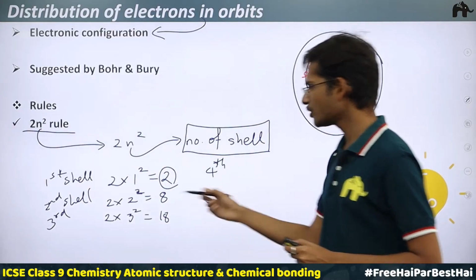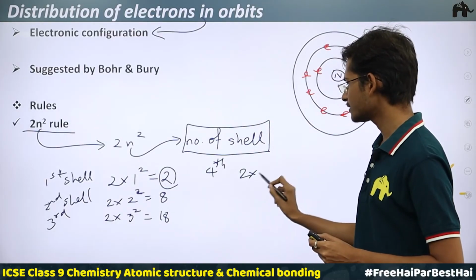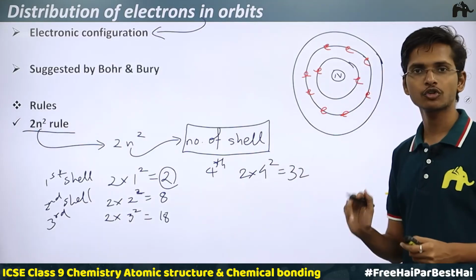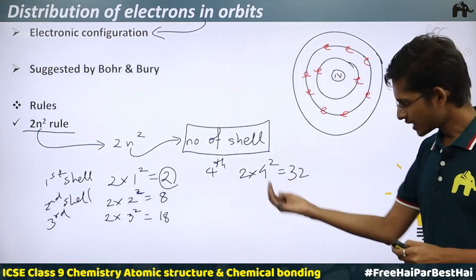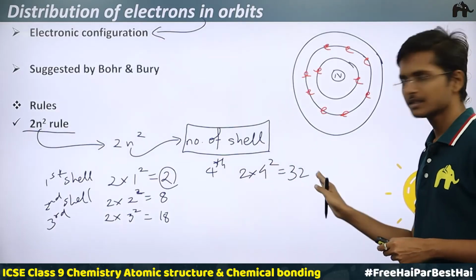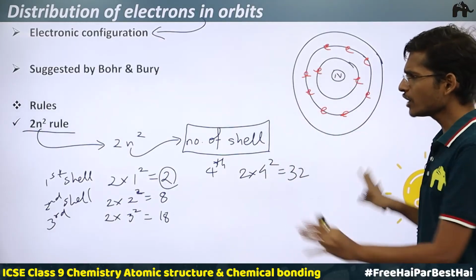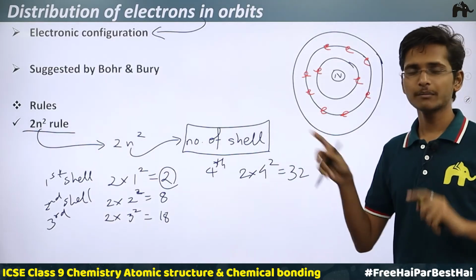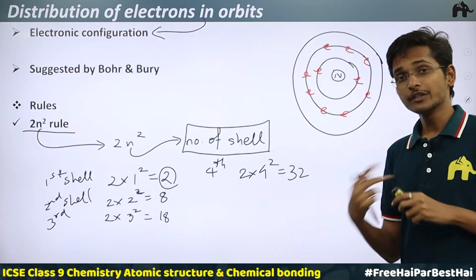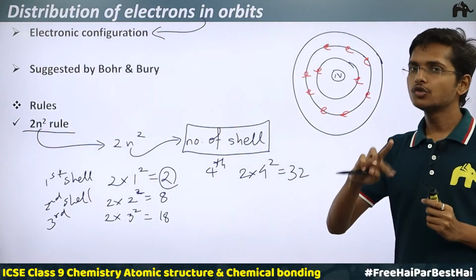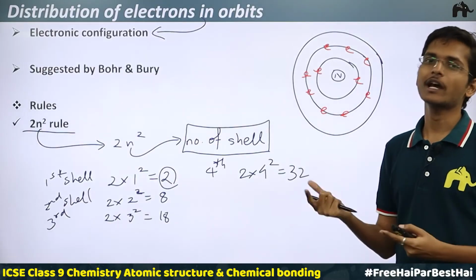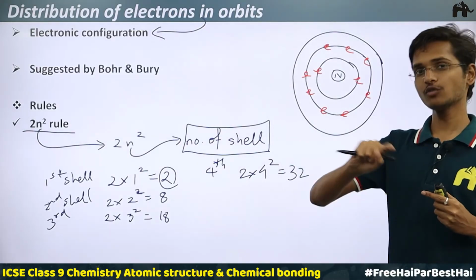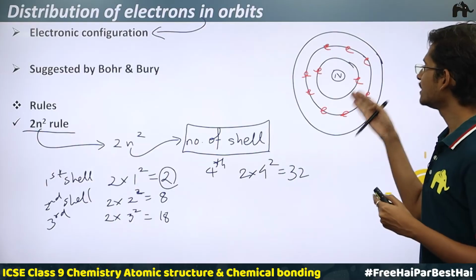The fourth shell would be the same. Same logic, 2 into n square means 4 square, so 16 twos are 32 electrons can accommodate in the fourth one. The fifth one would also go in the same manner. I hope you have understood this very important first rule, which is the 2n square rule. But the story doesn't end here. You need to club 2 more rules with this rule, and then you can correctly tell how the electrons are distributed in different shells in that particular atom of an element.